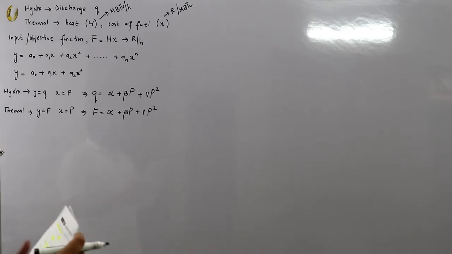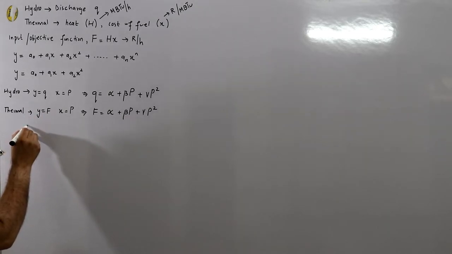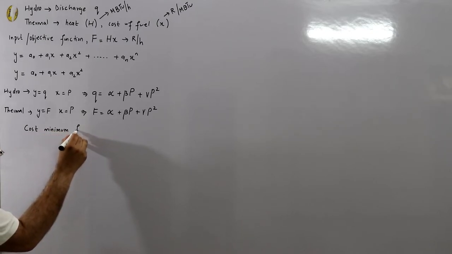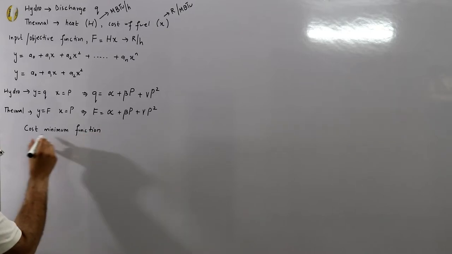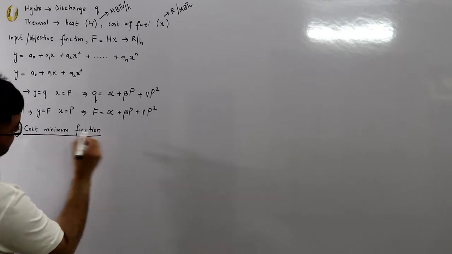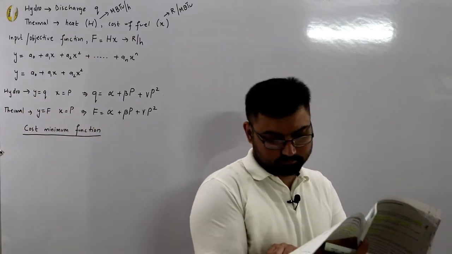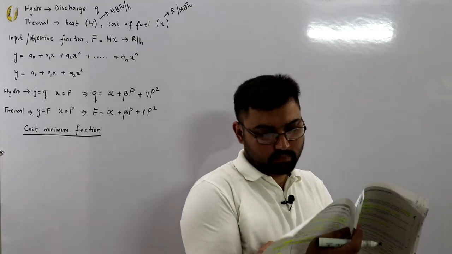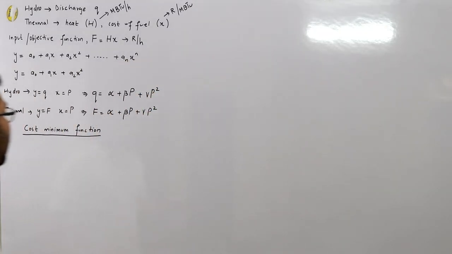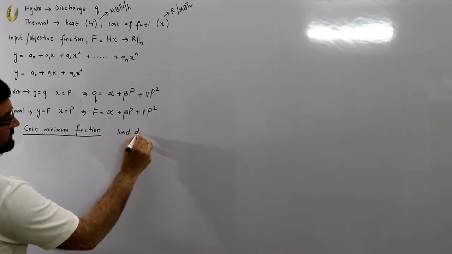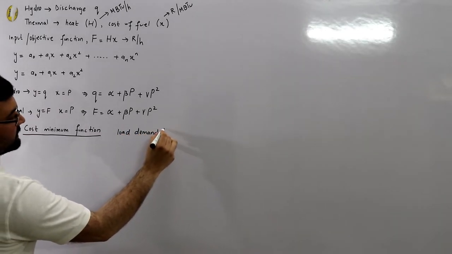I talk about the cost minimum function now. I talk about the cost minimum function of a thermal power plant. Consider that you have a load demand. You have a load demand that is PD. A load demand at a particular instant of time is PD.